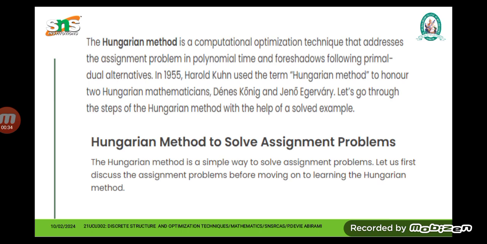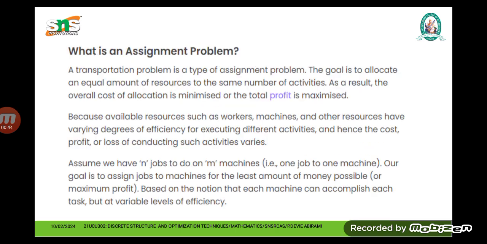Let's go through the steps of Hungarian method with the help of a solved example. To solve an assignment problem, we are going to have several steps. First, we should know what is meant by an assignment problem. Assignment is very important in a job work. We have to assign a work to a particular person who knows the work.